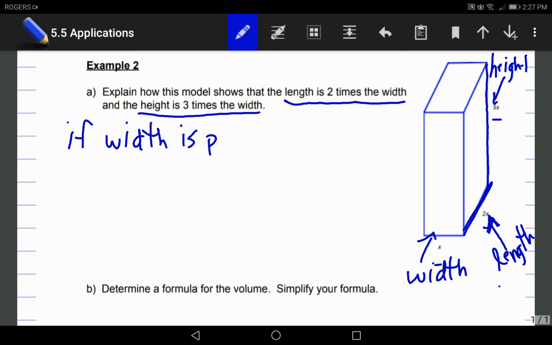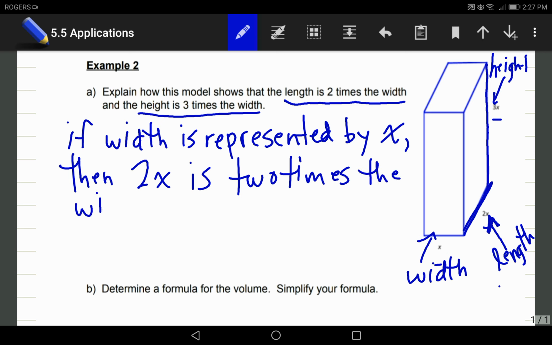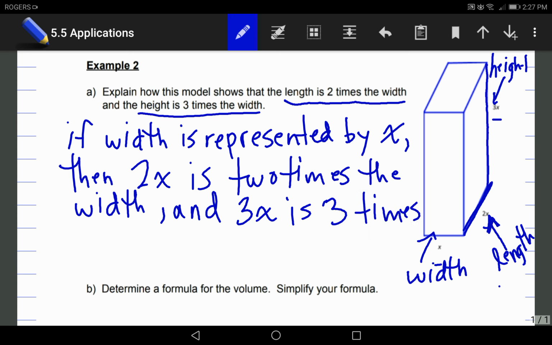is represented by x, then 2x is 2 times the width, and 3x is 3 times the width.